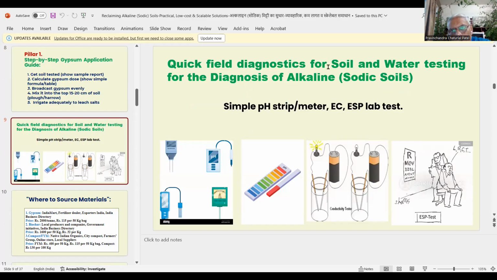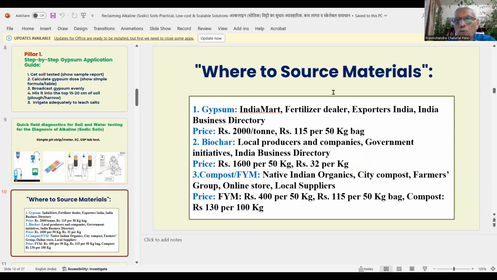So, quick field diagnosis for soil and water testing, for the diagnosis of alkali soil or sodic soil. Here the pH meter, here pH strips, here electric conductivity meter, and here ESP lab test. So it is a cartoon. Where to source materials?